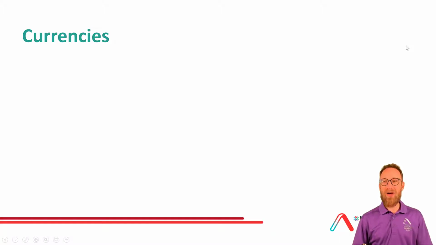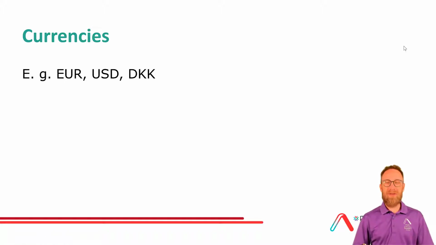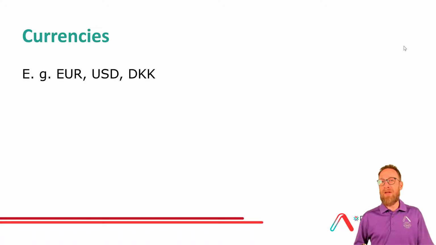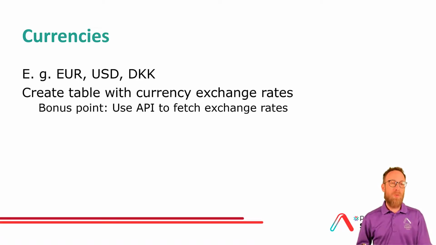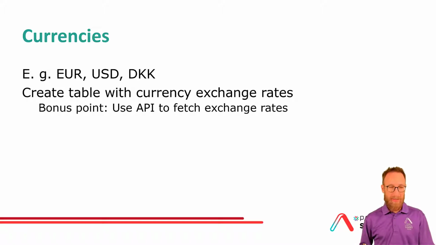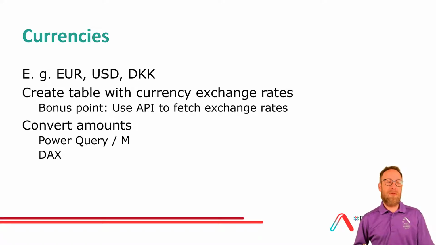So currencies. How can we convert currencies? For example, euros, US dollars, Danish crowns, you name it. Because sometimes it is also important that people not only see the reports in their own language, so they fully understand what the report is showing, but also see things in the currency they can relate to. For that, we need one table containing the currency exchange rates. As a bonus point, we could come up with a connection to an API, which automatically downloads the currency rates.